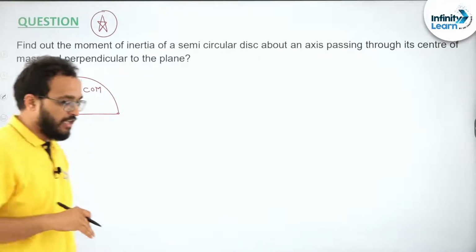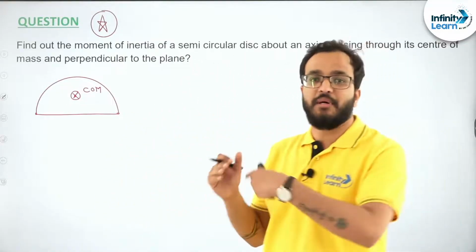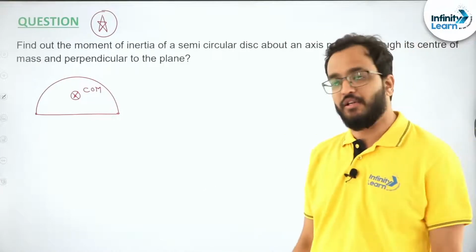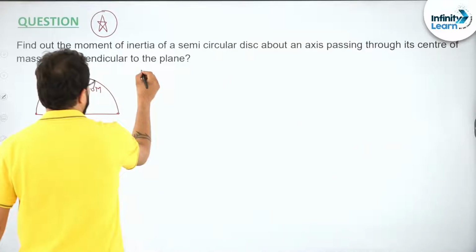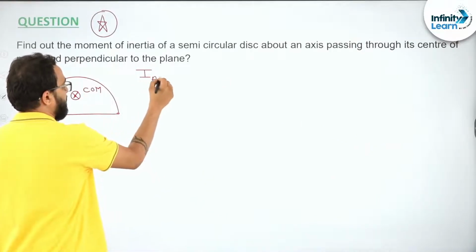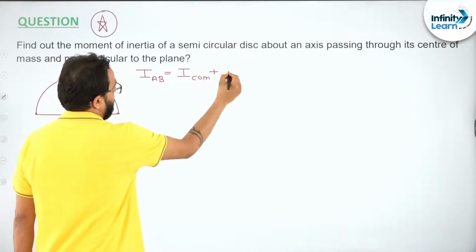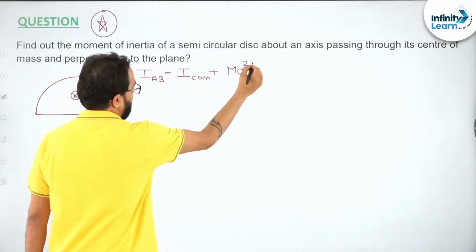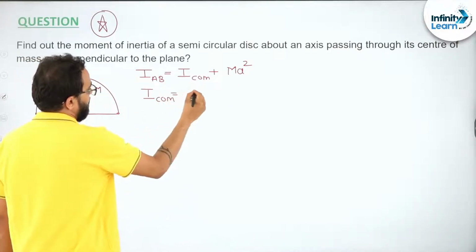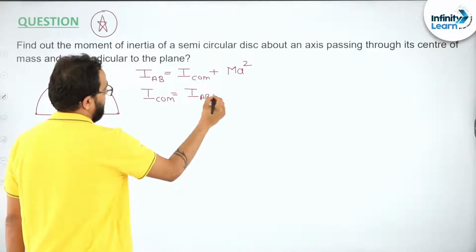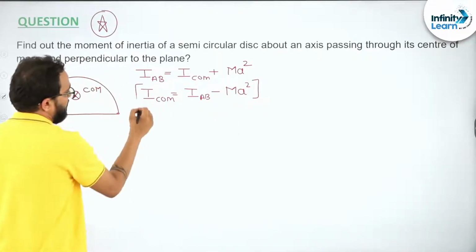So here what we will do, we will apply the concept of reverse parallel axis theorem. What we will do? We will do it like this. See, we know that I about any axis AB is equal to I about COM plus MA square, right? So we can also say I about COM is nothing but I about that axis AB minus MA square. Now this is the reverse of the parallel axis theorem.